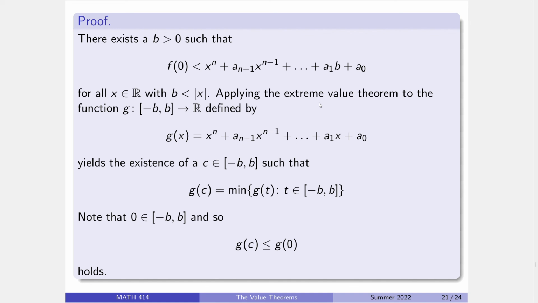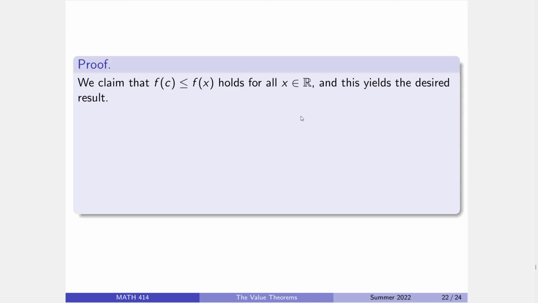Okay, so what have we done now? We have found a c, and it's related to my f, right, but we got it from restricting f to the interval negative b to b. All right, well, good thing I have this. So I claim that f of c is less than or equal to f of x for all x, and that yields the desired result, and I claim we've already got all the material for this.